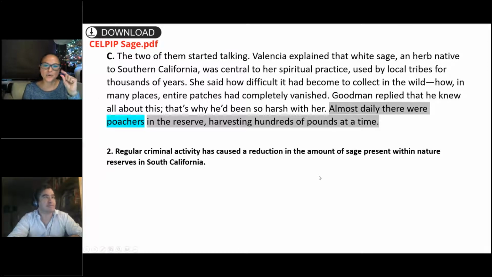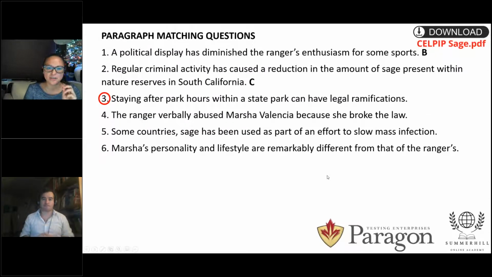Just a quick reminder, when you are responding, if you're not sure about the response, please choose something. Don't leave it blank. You don't lose any points by leaving it blank. It's best you choose something, and you have at least a 25% chance, or 20% chance, of getting it correct, but better to respond. You should never leave any area blank when you're doing your CELPIP reading or CELPIP listening. Always put something into the answer.